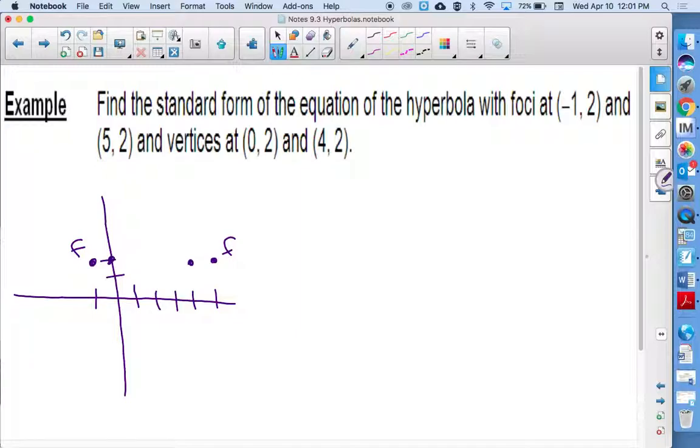And after you graph those, then you could say, yes, it has to be a hyperbola, even if I didn't say it was a hyperbola, because now the foci are out further. So once you have it graphed and you see the foci are further than the vertices, then we can definitely say we have a hyperbola that we're dealing with.